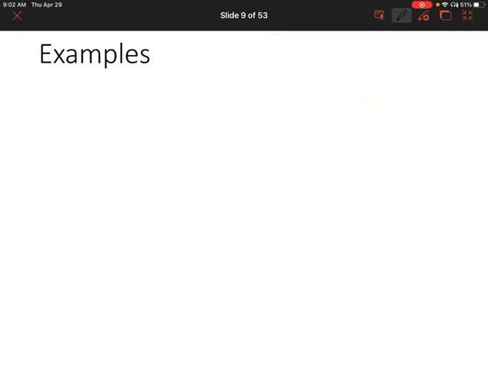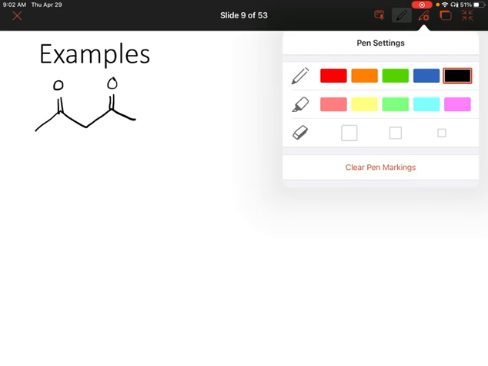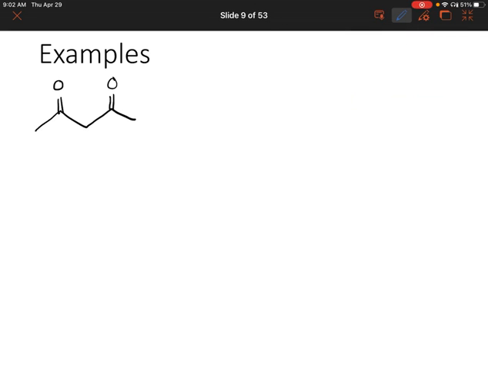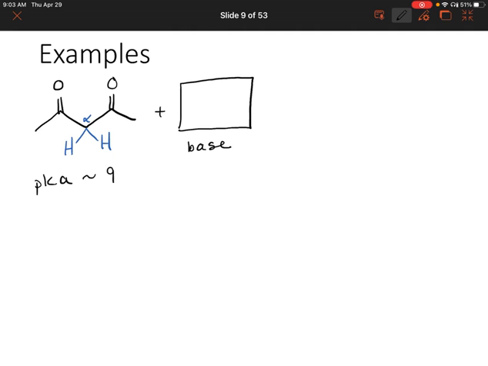All right, so last time we looked at this diketone here. And we said that if we added a base, that base would likely take protons from the central carbon because those will be the most acidic. And in fact, their pKa is about 9. So let's see if we can find a base that is appropriate for this reaction.